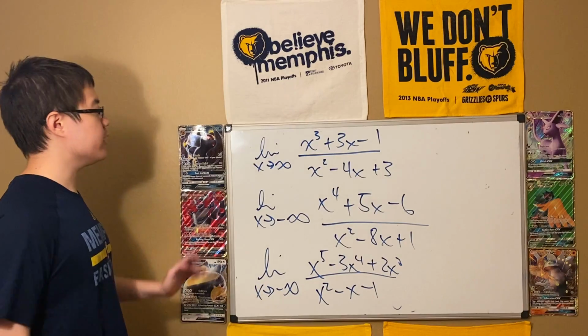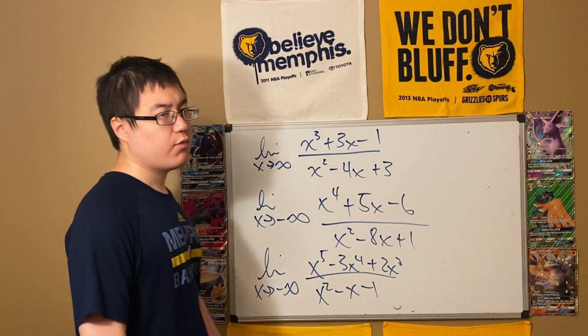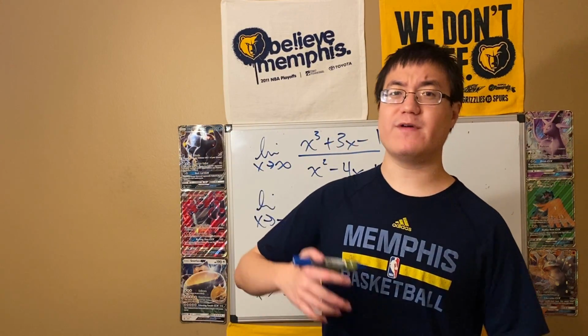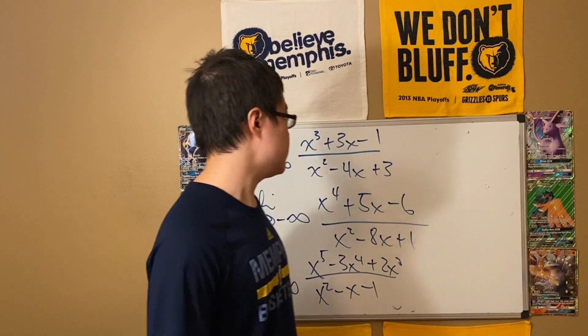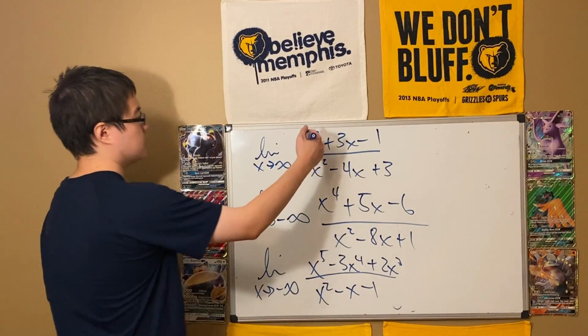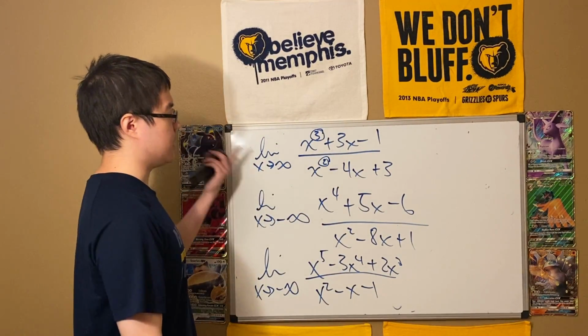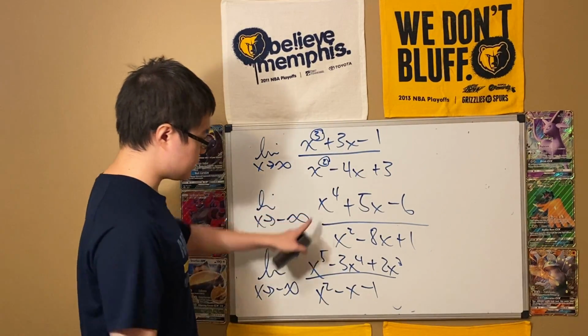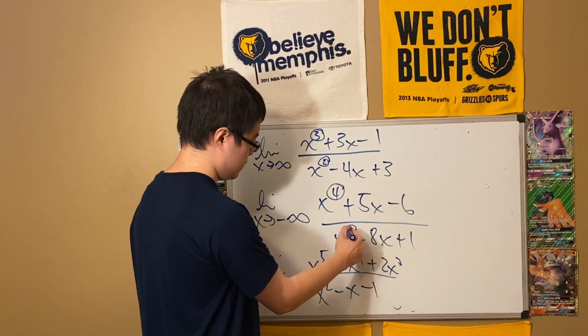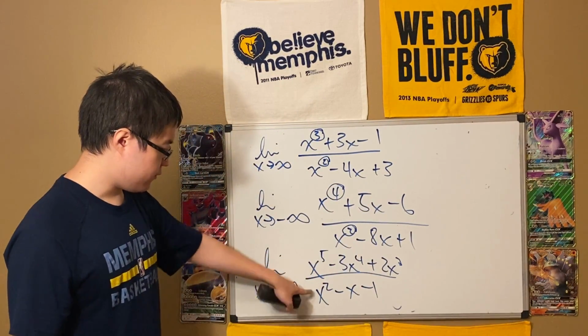So first off, why are each of these limits top heavy? Again, what you want to do is you always want to find the leading exponents of each of the numerator and the denominator. So here it's 3 and 2. 3 is bigger than 2, so this is going to be top heavy. Same thing for this one, you have 4 and 2. Nothing too crazy. Same thing for this one, 5 and 2.